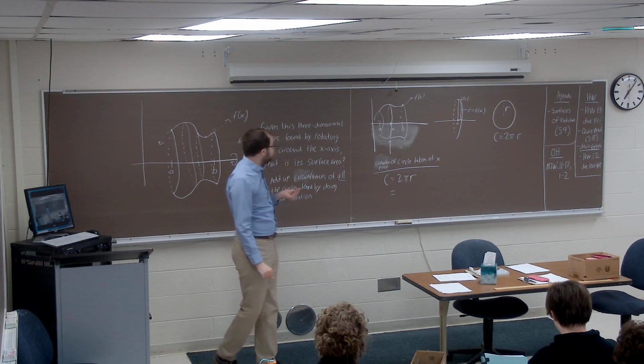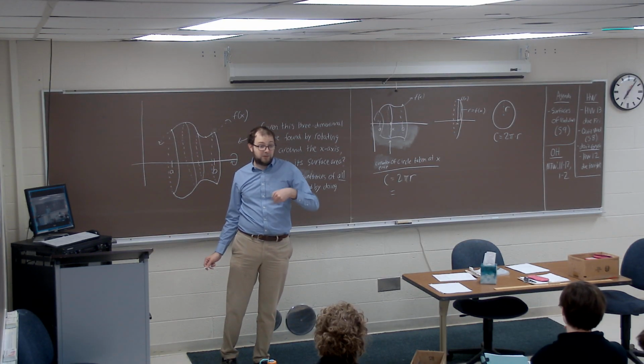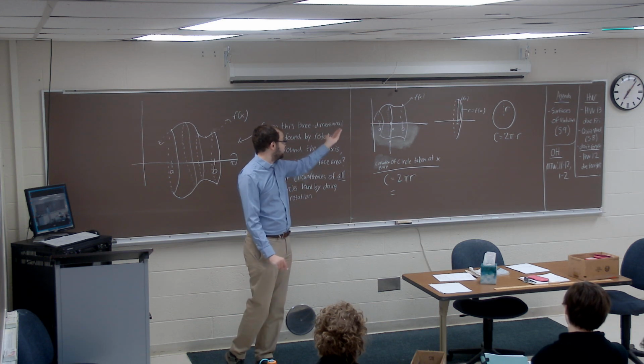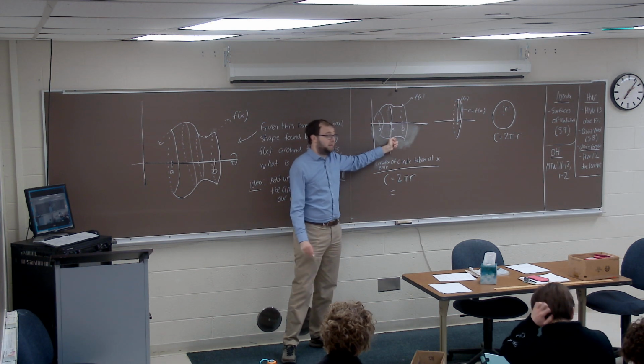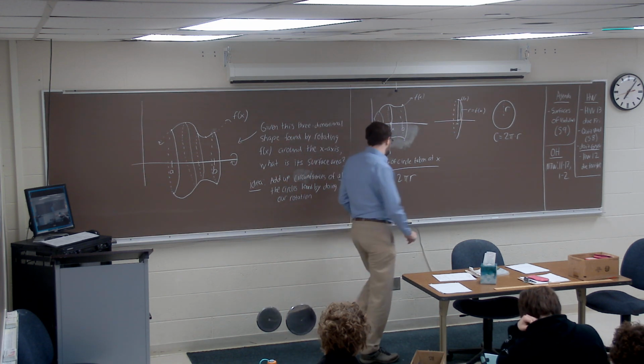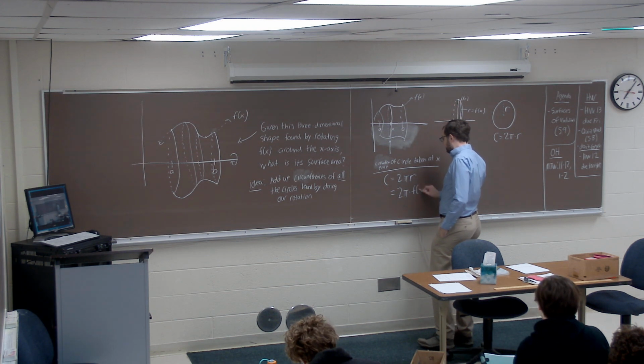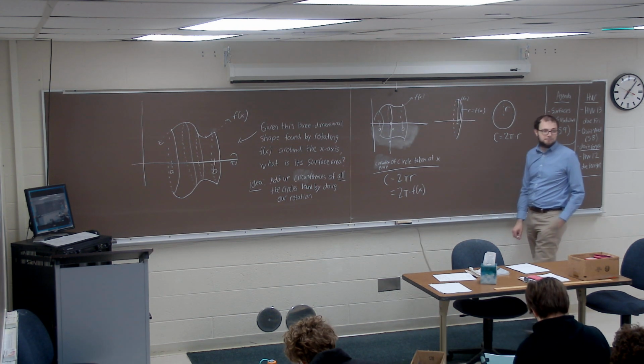So our overall formula then, Gabe, what's the overall formula going to be for the circumference of this circle in this picture drawn at the point x? 2 pi times f of x. It's going to be 2 pi times f of x.